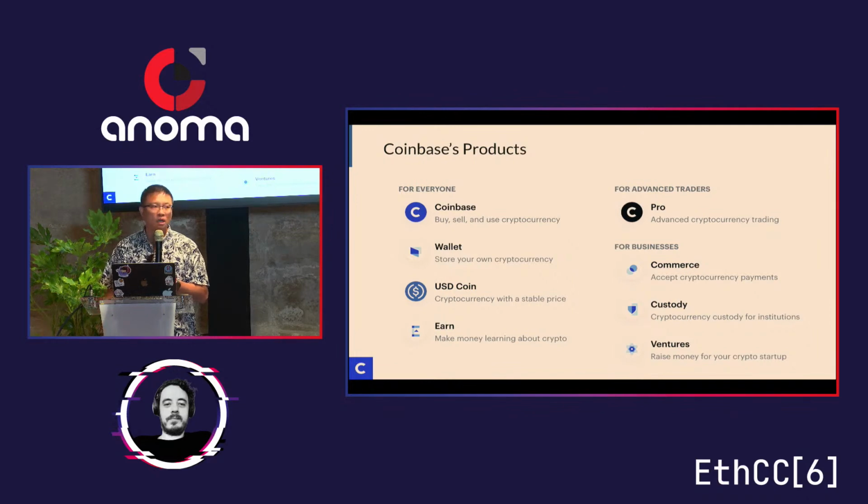We have USDC, which is a stablecoin, one of the most used stablecoins in the world. Coinbase Earn is a program that enables crypto users to learn crypto and also earn crypto as well. Coinbase Pro, now rebranded as Advanced Trade, enables professional users to trade crypto. And we have a bunch of business line products as well.